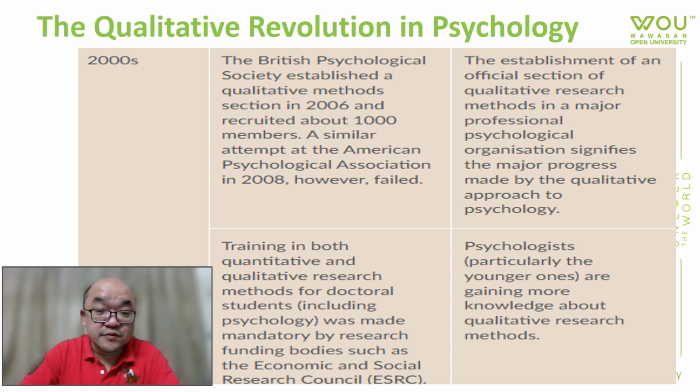Then the British Psychological Society established a qualitative methods section. So you see, the establishment of the APA was a major move behind the quantitative side of psychology. So same here, when a professional body establishes a particular section, it is giving acknowledgement towards the importance of that particular method. A similar attempt was made in the APA in 2008, but it failed at that time. So it is quite a big deal for qualitative researchers in psychology, where it started to get official recognition at the time.